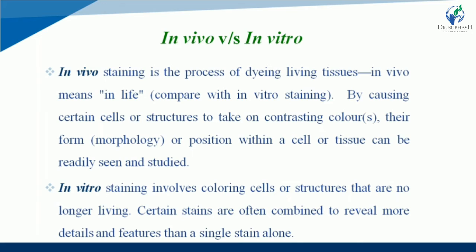So the in vivo staining method is particularly used for dyeing living tissues by causing certain cells or structures to take on contrasting colors, so that their form, morphology, or position within a cell or tissue can be readily seen and studied.